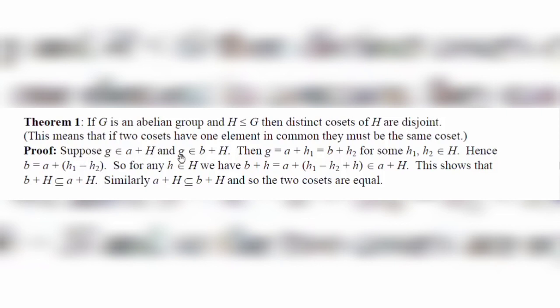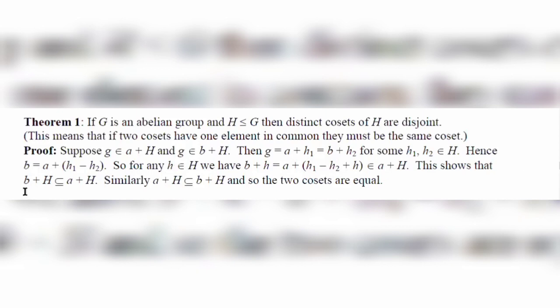Suppose g belongs to a plus H and also g belongs to b plus H, so we can write g equals a plus h1 equals b plus h2, where h1 and h2 belong to H, which is another group. Hence, we can write b equals a plus h1 minus h2. So for any h belonging to H, we add h to both sides, as you can see here. This also belongs to H, the group.